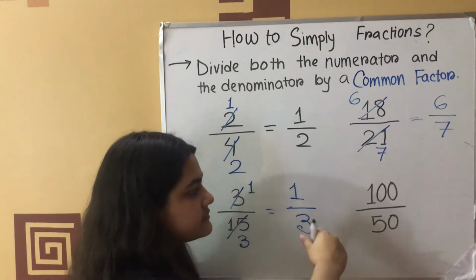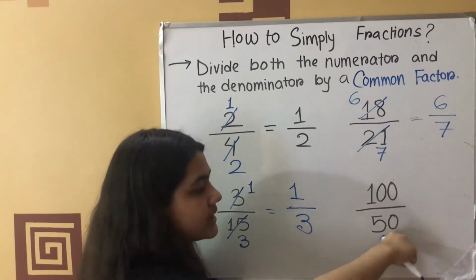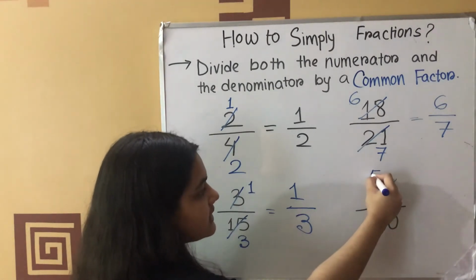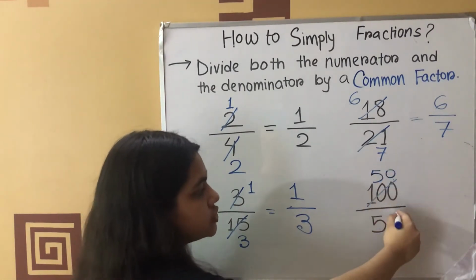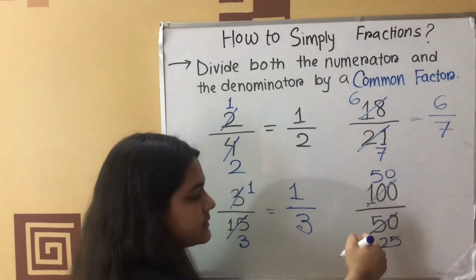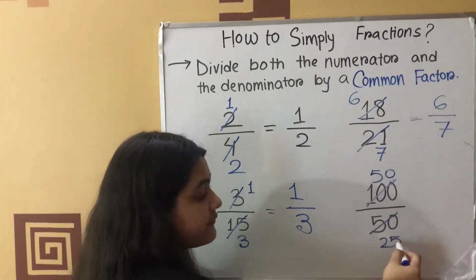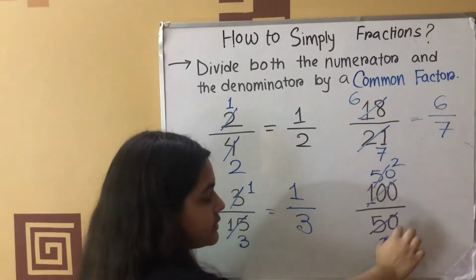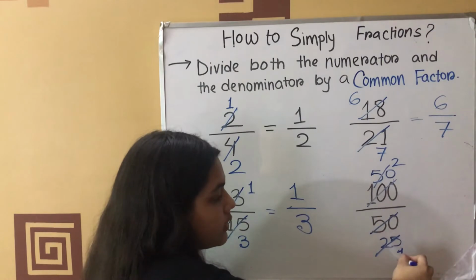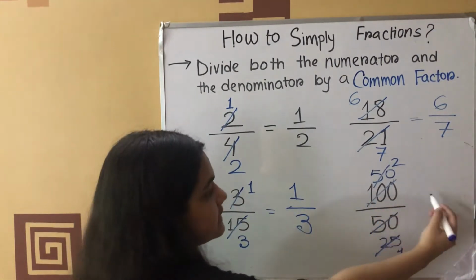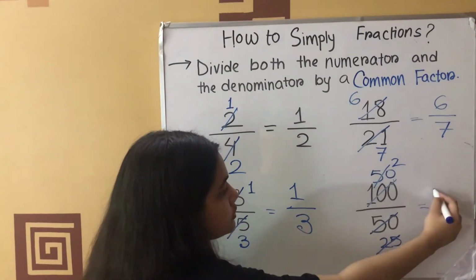Now 100 by 50. We can divide both the numbers by 2. 2 50s is 100, 2 25s is 50. And 25 2s is 50, and 25 divided by 25 will be 1. If we simplify 100 by 50, we get 2 by 1.